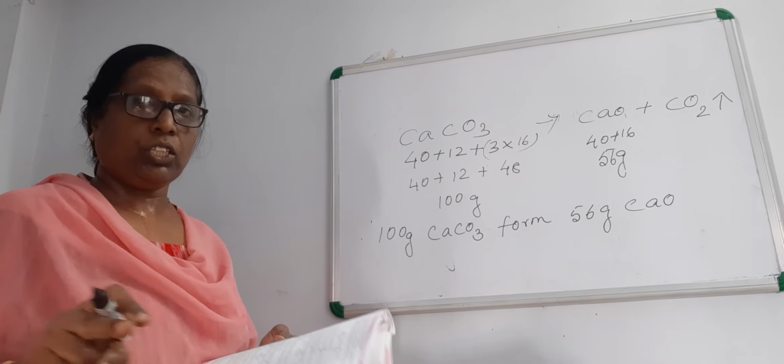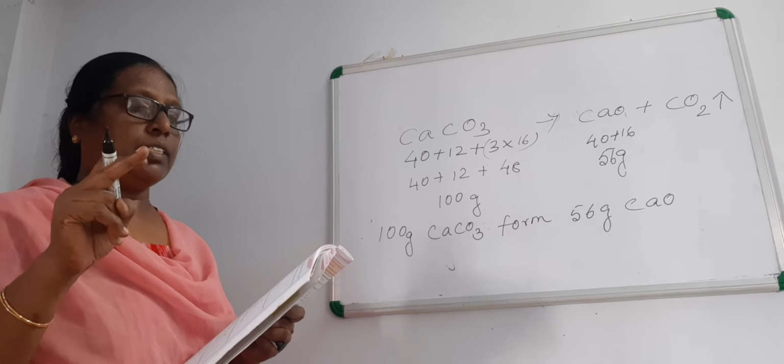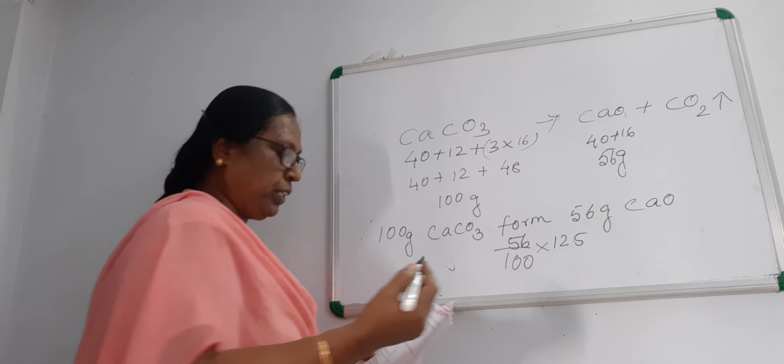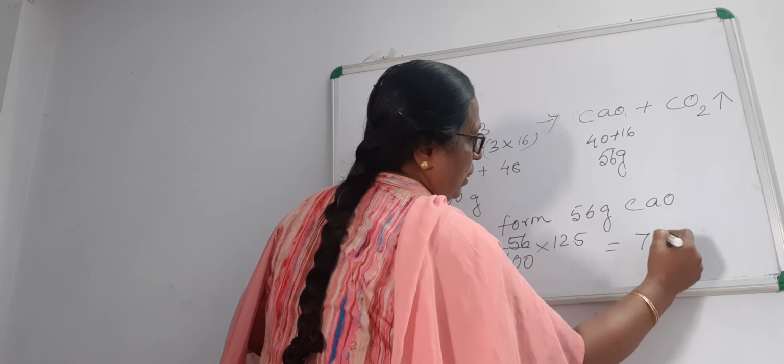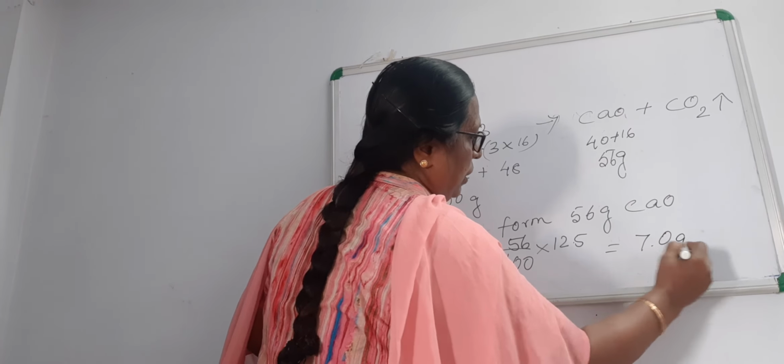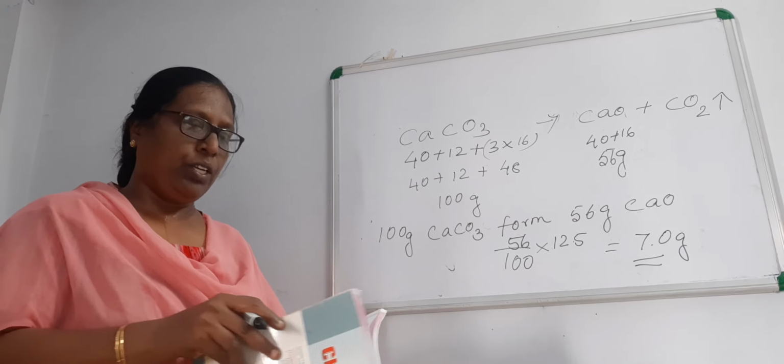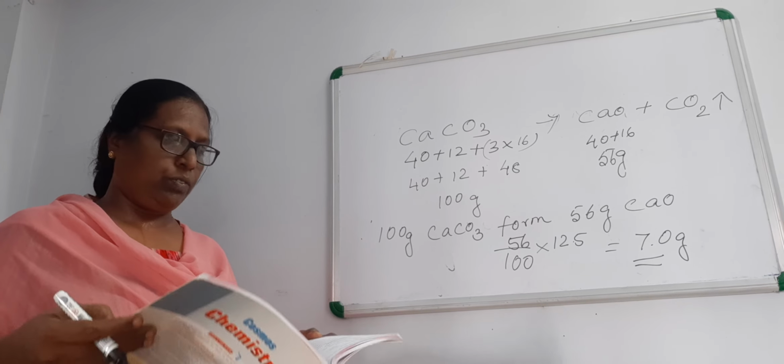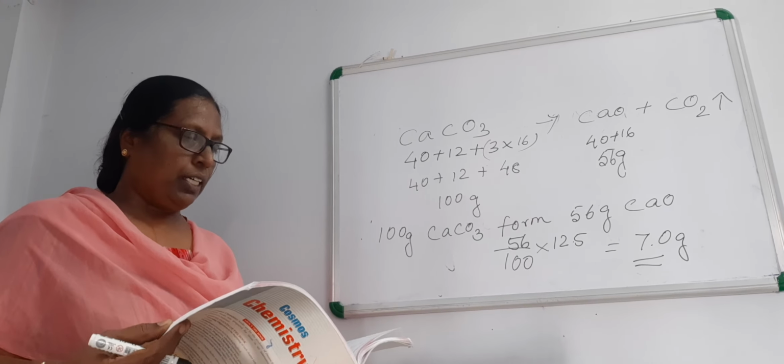So according to the question, it is given 12.5 gram of calcium carbonate. So 100 gram gives 56 gram. Therefore, 12.5 will give how much? So you will calculate, and you will get 7 gram. That will be the answer. So you should know the calculation also, and some examples are given. This is again an important part which you will have in class 10th also.